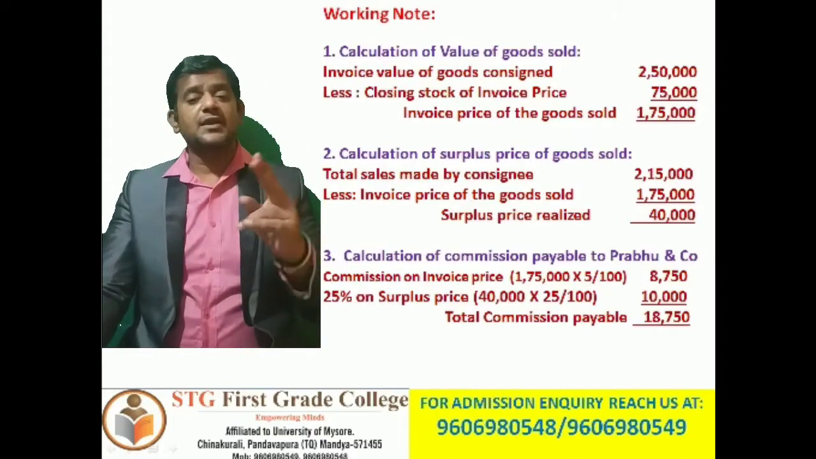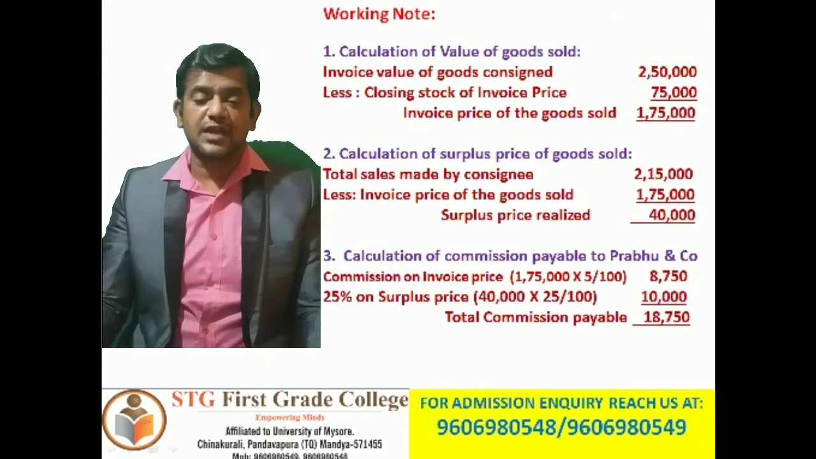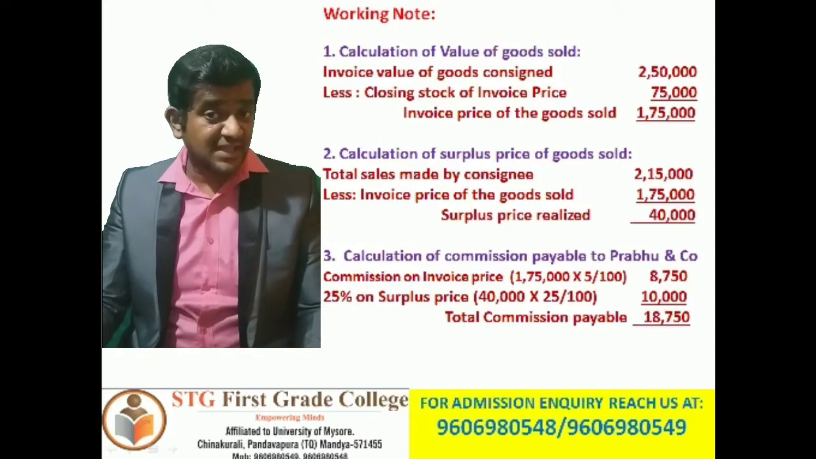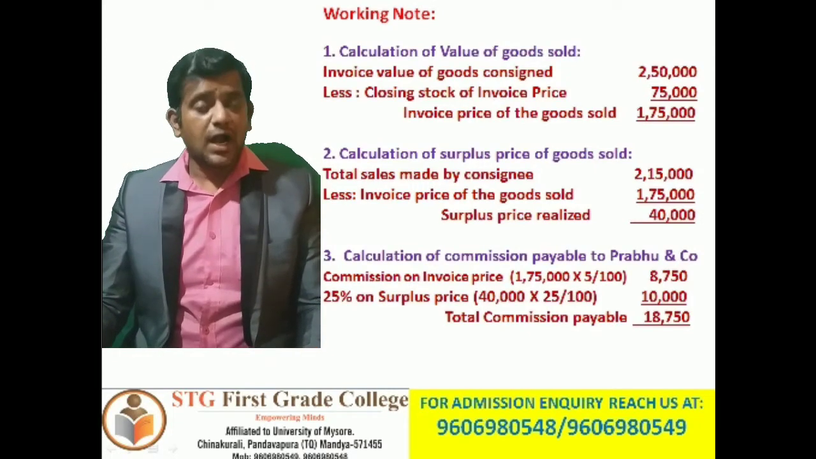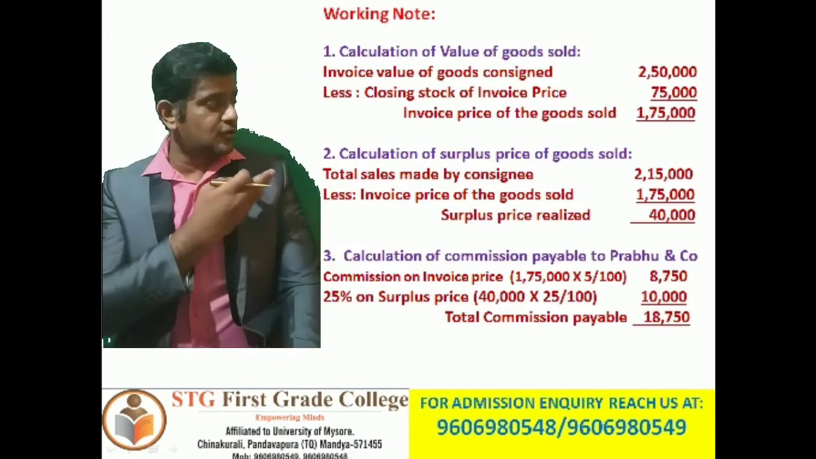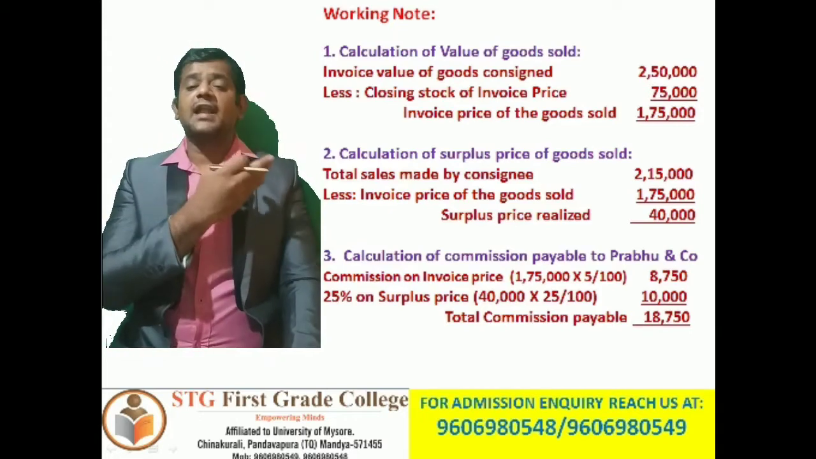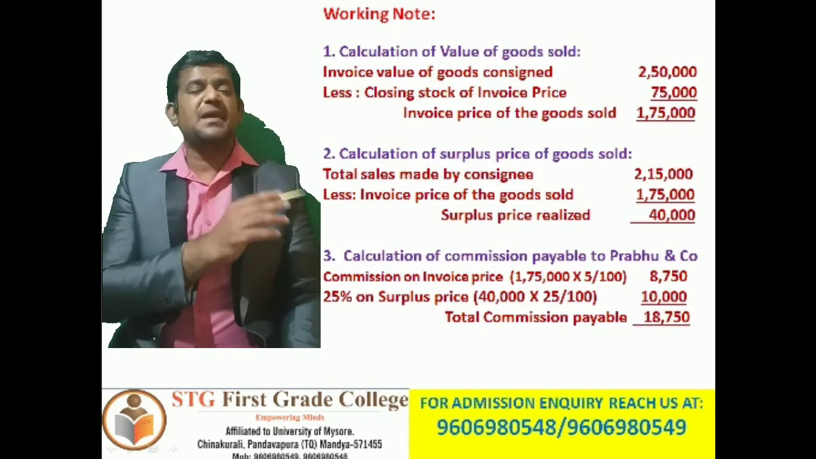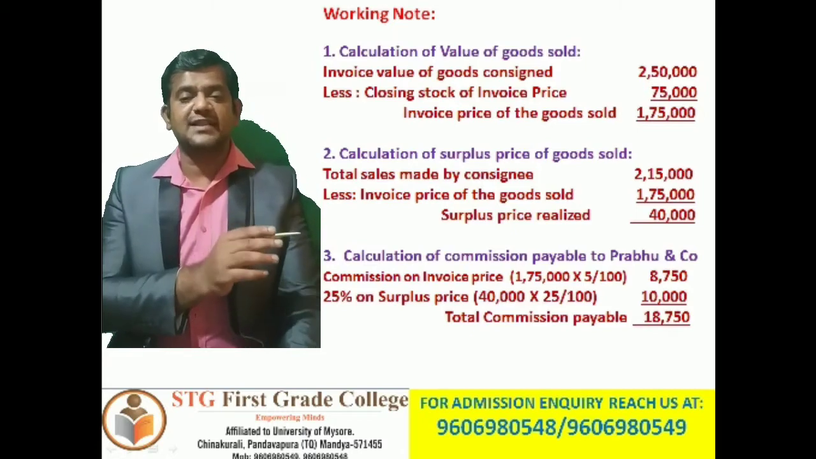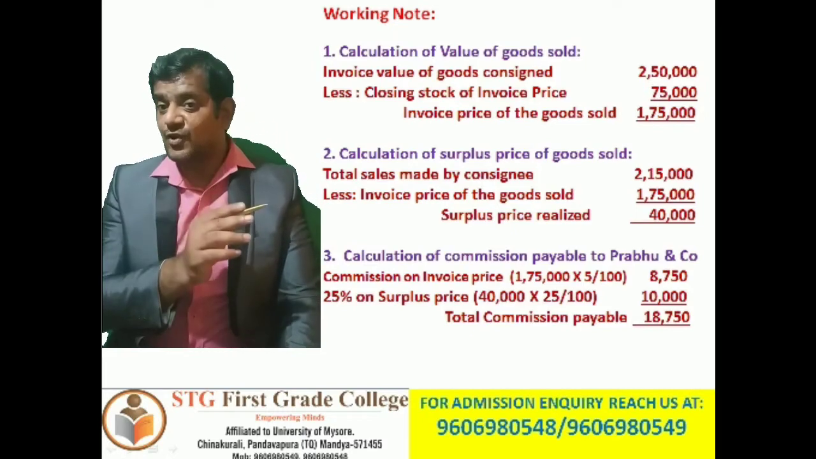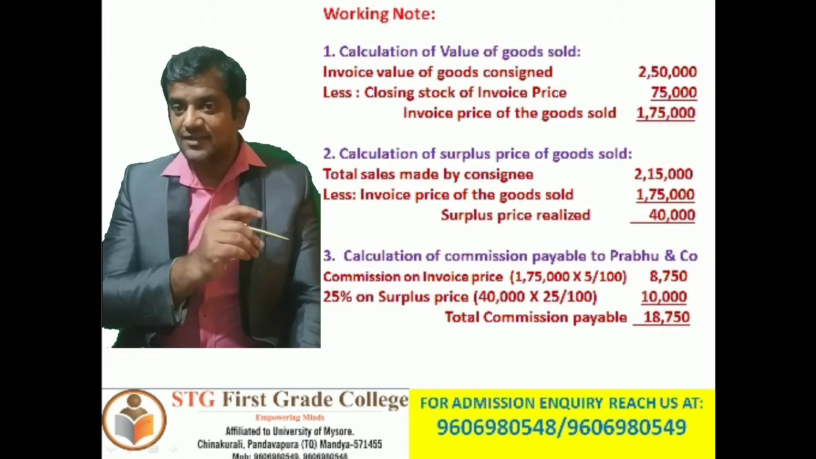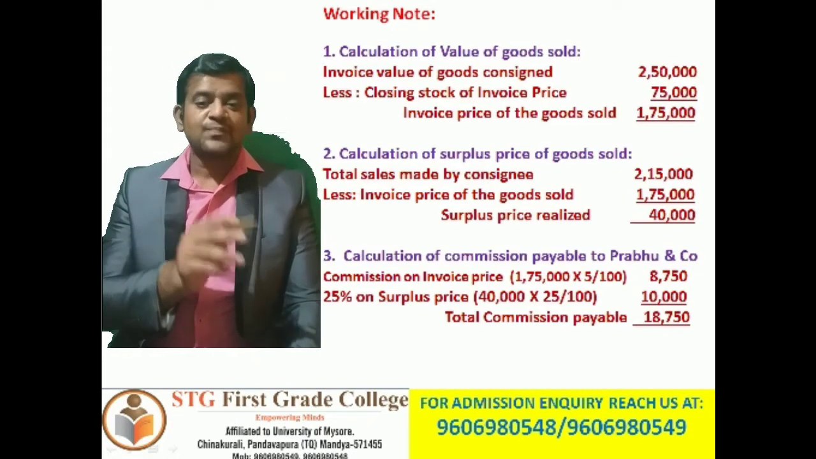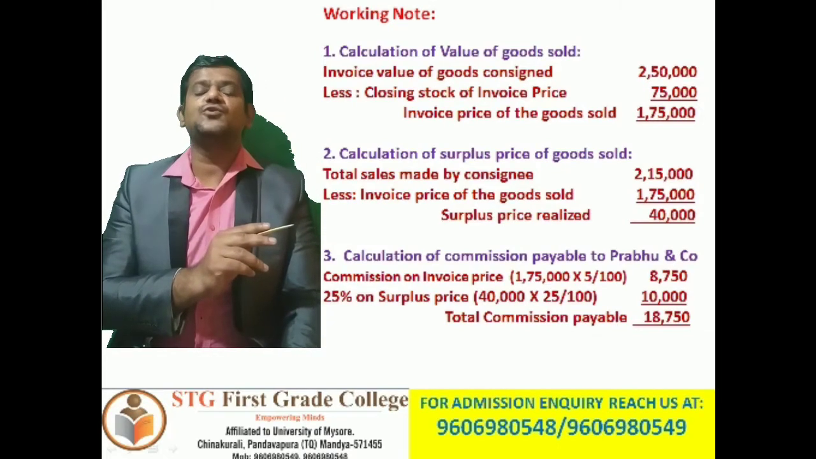Okay. Working note number 2, calculation of surplus price of goods sold. If any surplus price is there, that also we are supposed to identify. So working note number 2 I have done here. Calculation of surplus price of goods sold. Total sales made by consignee. How much total sales made by consignee? It is 2,15,000, correct? So now less invoice price of the goods sold.